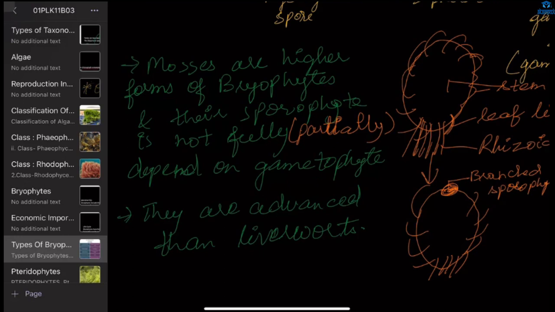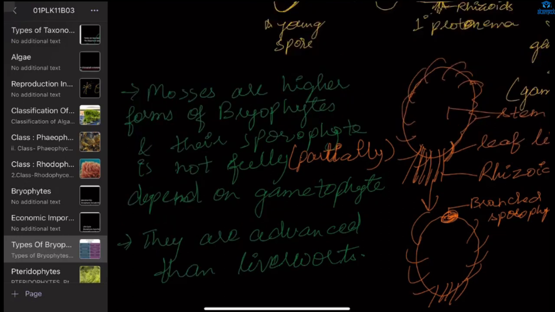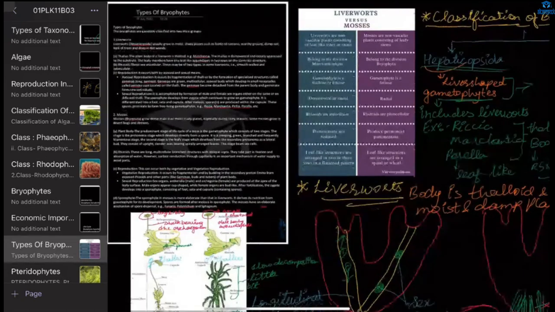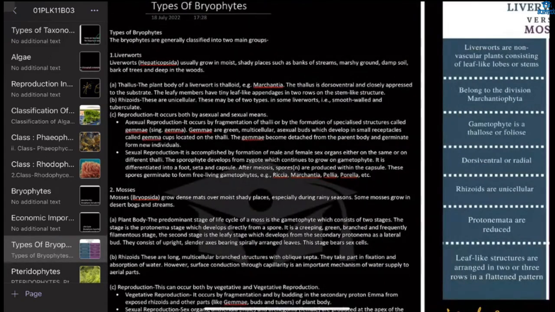And I have covered only the main important points, and the rest we will cover from the slide. Okay, from here we will see those features which we haven't covered yet. Okay, so the bryophytes are classified into two groups, which are liverworts, which grow usually in moist and shady places and banks of the streams, marshy ground, damp soils.